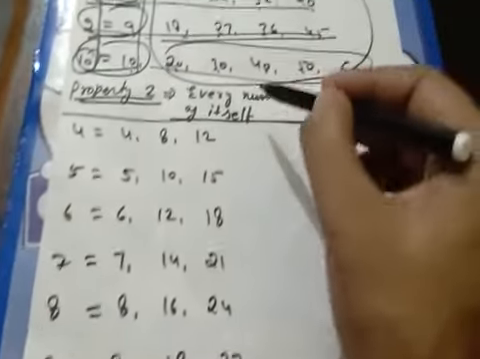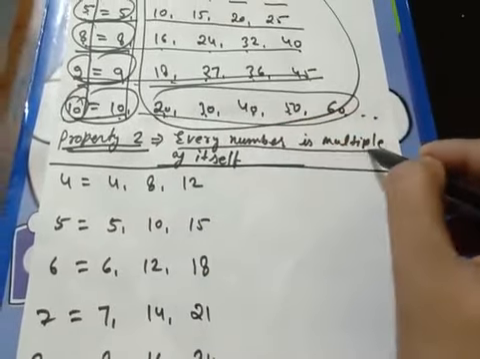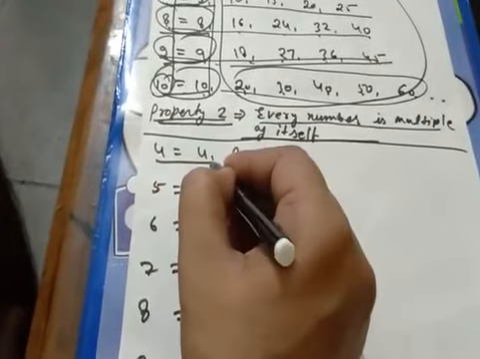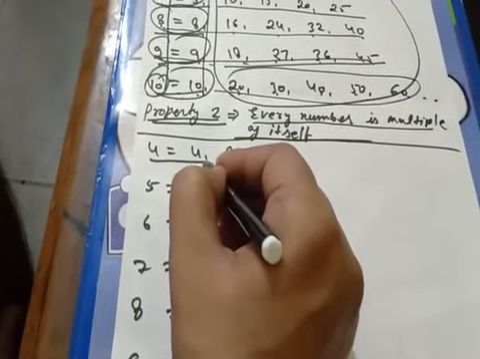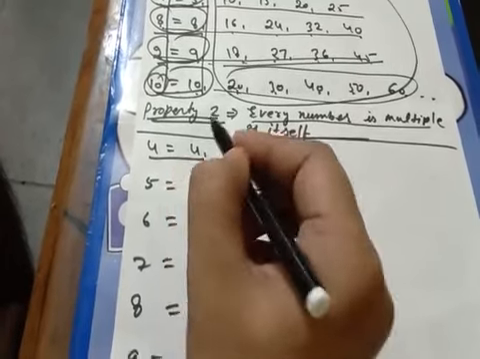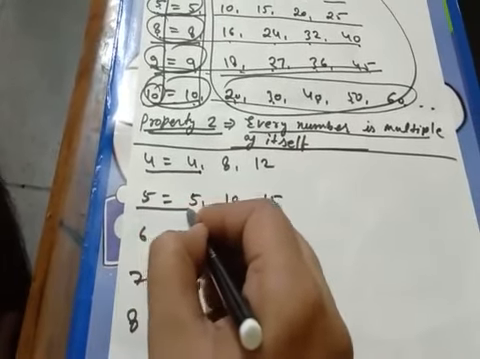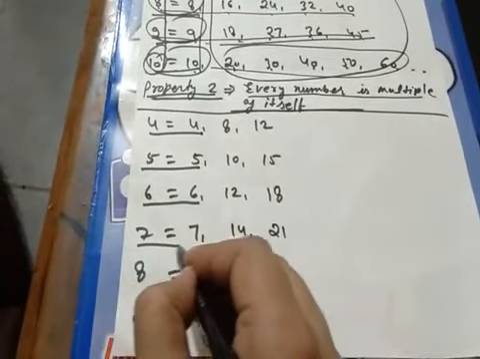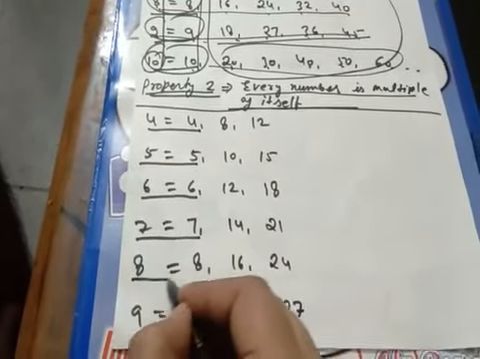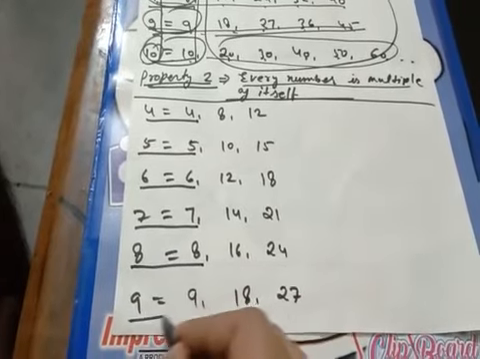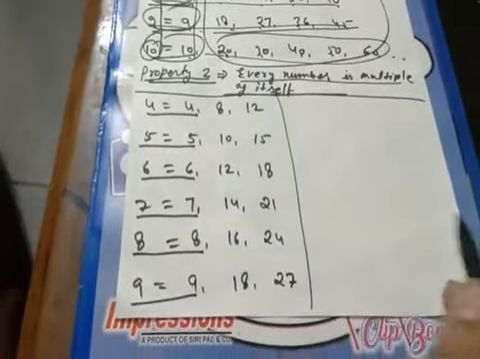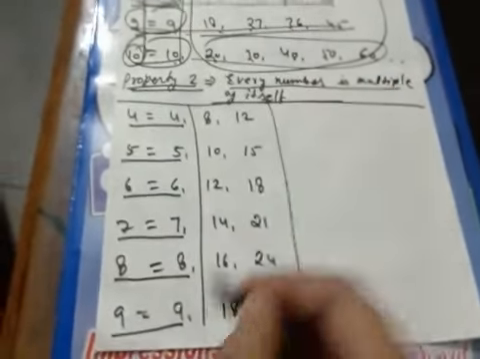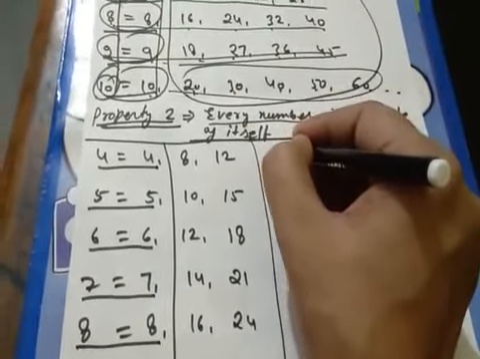Now come again to the property: every number is a multiple of itself. You can see 4 also has the multiple 4, 5 has the multiple 5, 6 has the multiple 6, 7 has the multiple 7, 8 has the multiple 8, and 9 has the multiple 9. Understood? For your convenience I have taken it this way, otherwise it can also be written here.